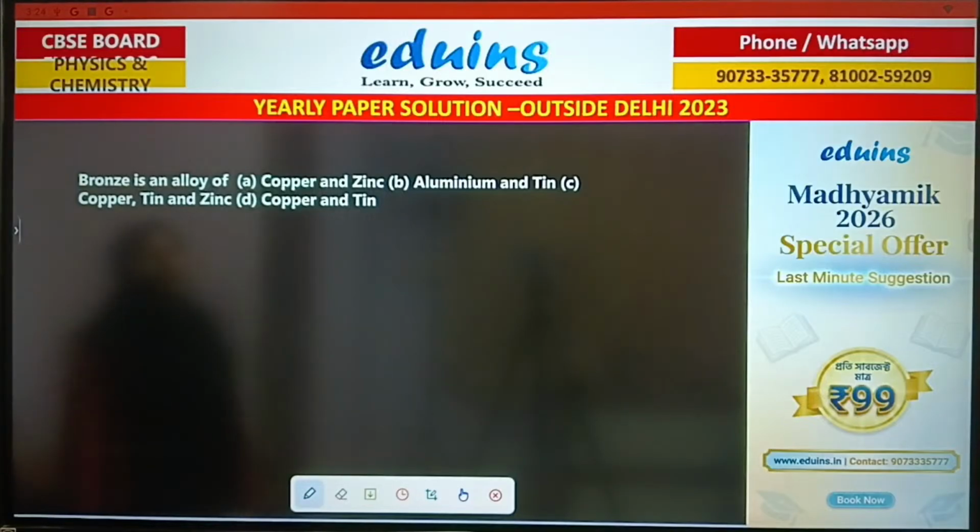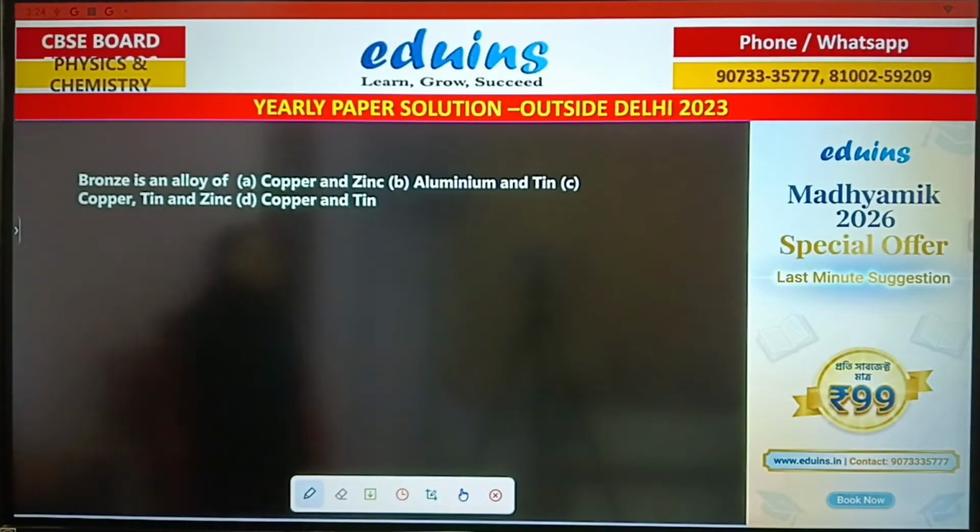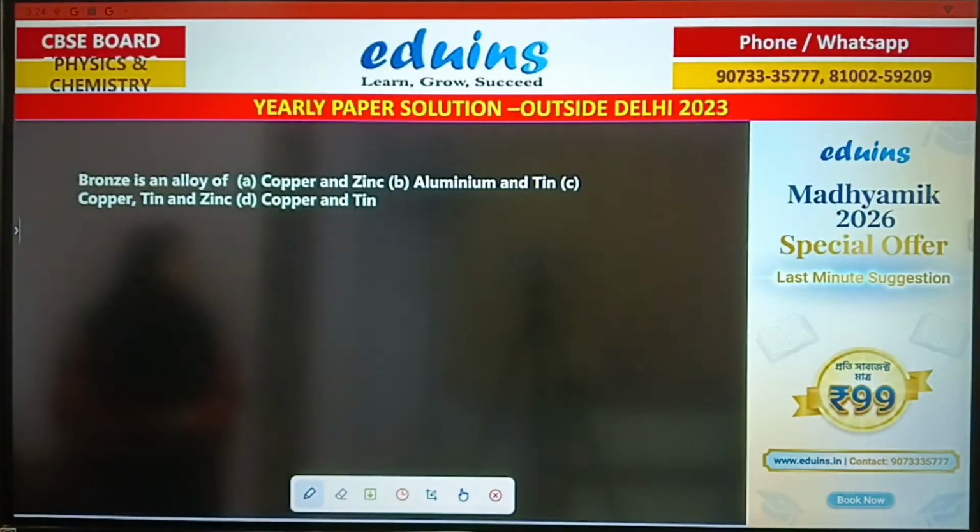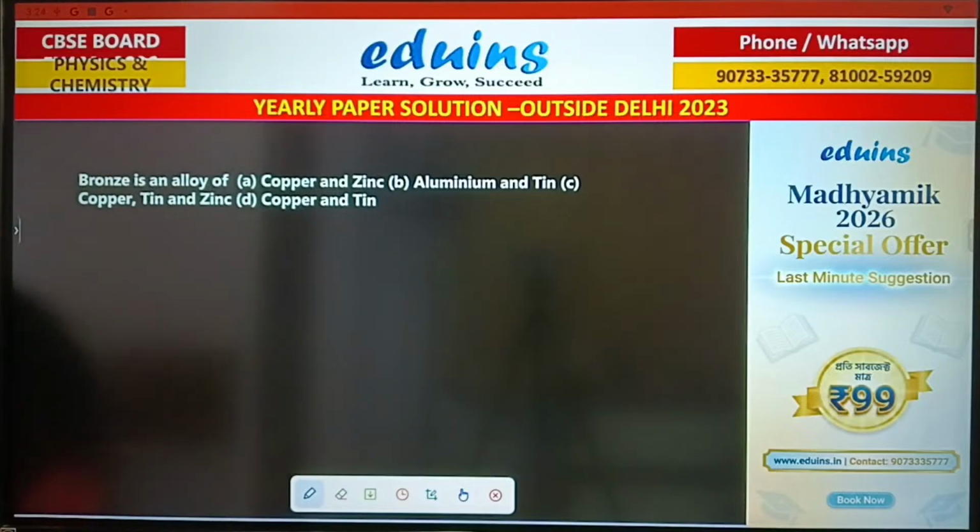This is a pure form of metallurgy. Bronze is an alloy of copper and zinc, aluminium and tin, copper, tin and zinc, and option D is copper and tin. So bronze is an alloy of. So what will be the correct answer? Please give the answer, students.